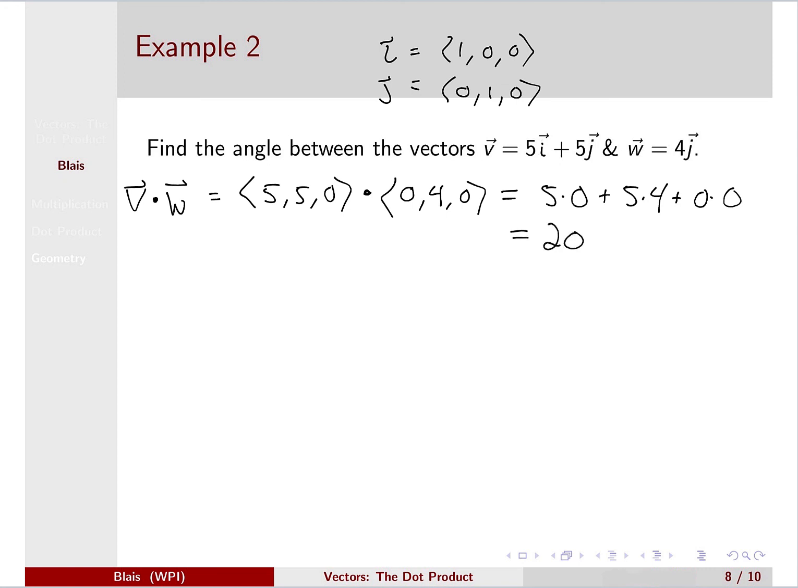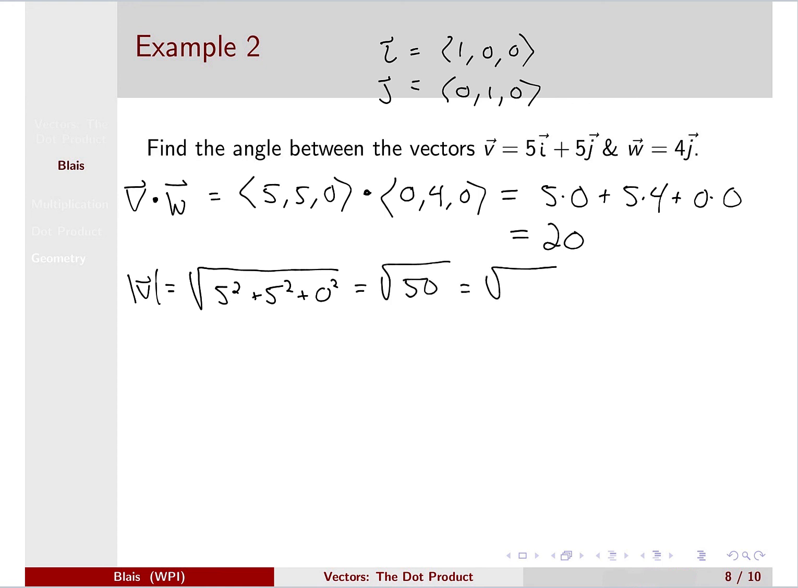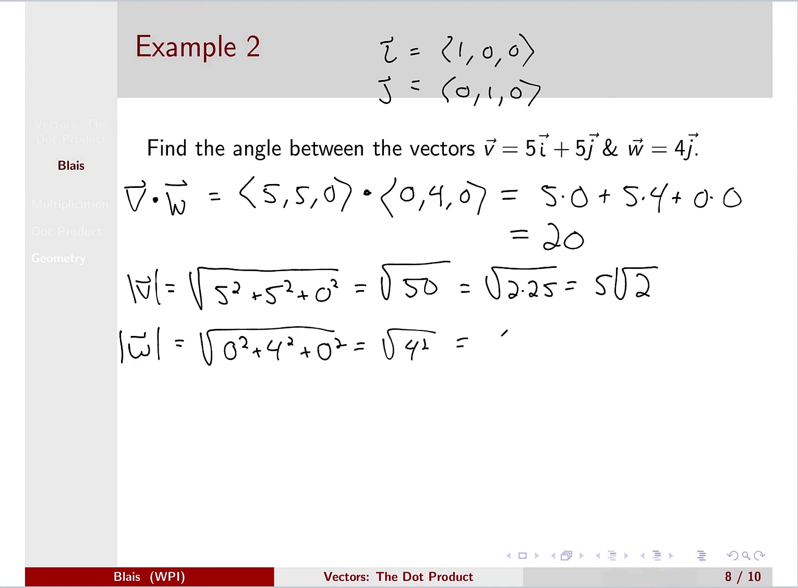We can then compute the magnitudes of the two vectors. The magnitude of V, we have the square root of the sum of the squares of the entries. So for V, we have 5 squared plus 5 squared plus 0 squared, or root 50, or root 2 times 25. We can bring out the 25 as a 5 times root 2. For W, we have 3 entries, 0, 4, 0. So we have 0 squared plus 4 squared plus 0 squared, or root 4 squared, or 4.